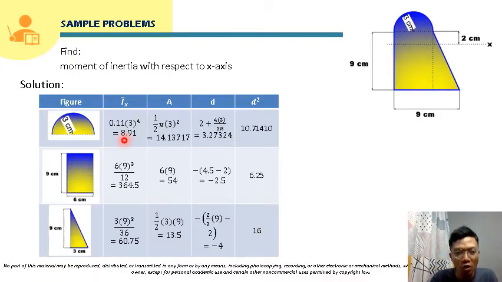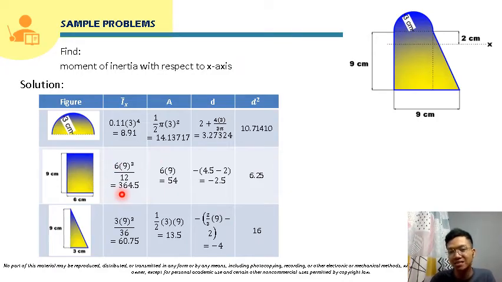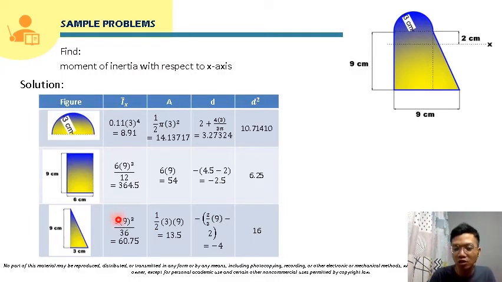Okay, so for the rectangle, its centroidal moment of inertia is bh cubed over 12. In this case, the base is 6 and the height is 9, so this will be 6 times 9 cubed over 12, which is 364.5. Now for the triangle, the centroidal moment of inertia is bh cubed over 36. So this will be 3 times 9 cubed over 36, which is 60.75.